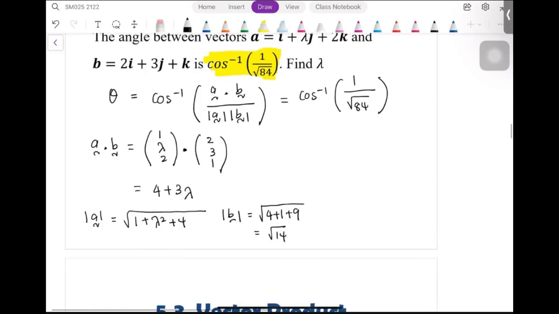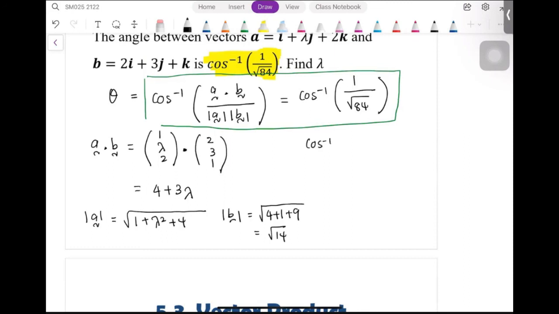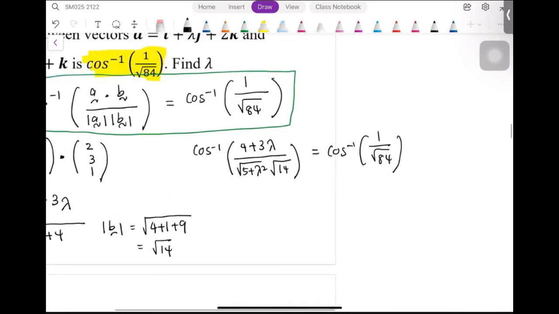Okay, so from our statement just now, we can compare it. So I rewrite it back now. Our arc cos of A dot B is 4 plus 3 lambda divided by its magnitude. So we have 5 plus lambda squared times sec 14, is basically the same as arc cos of 1 over sec 84. Alright, so from this statement, just compare with the same level.